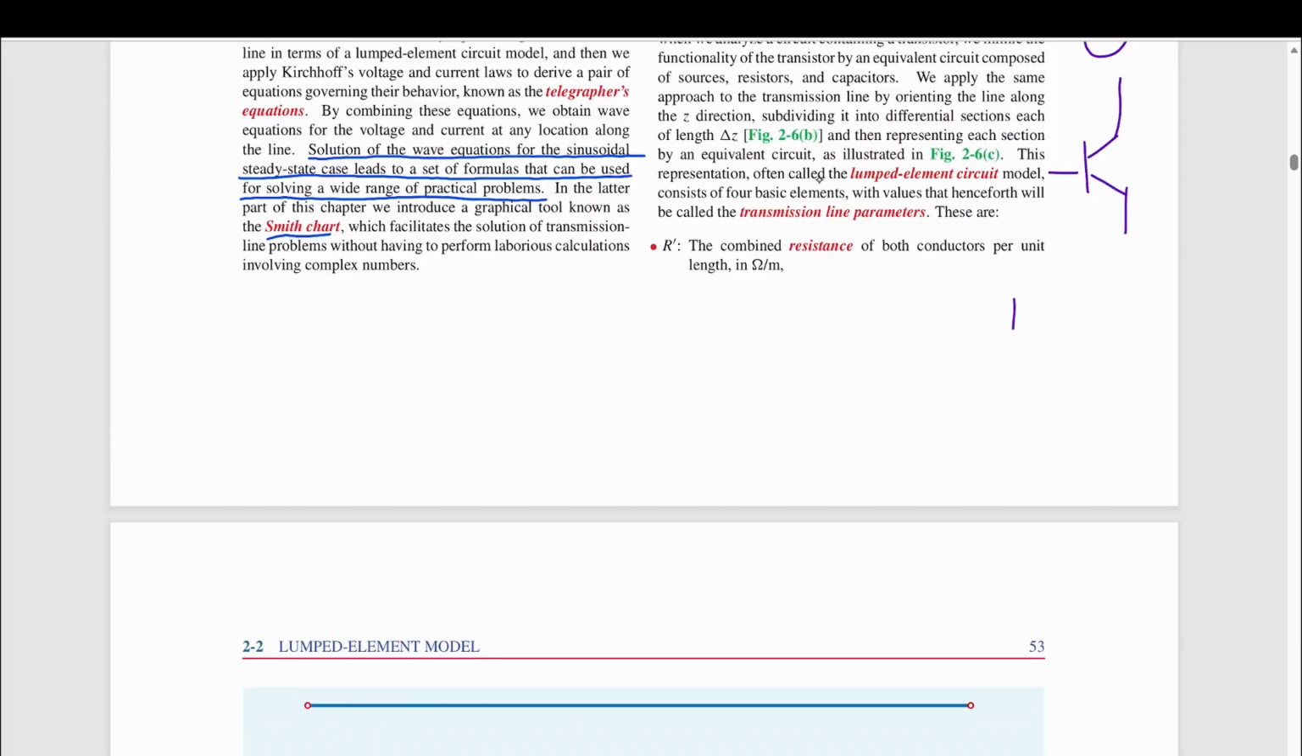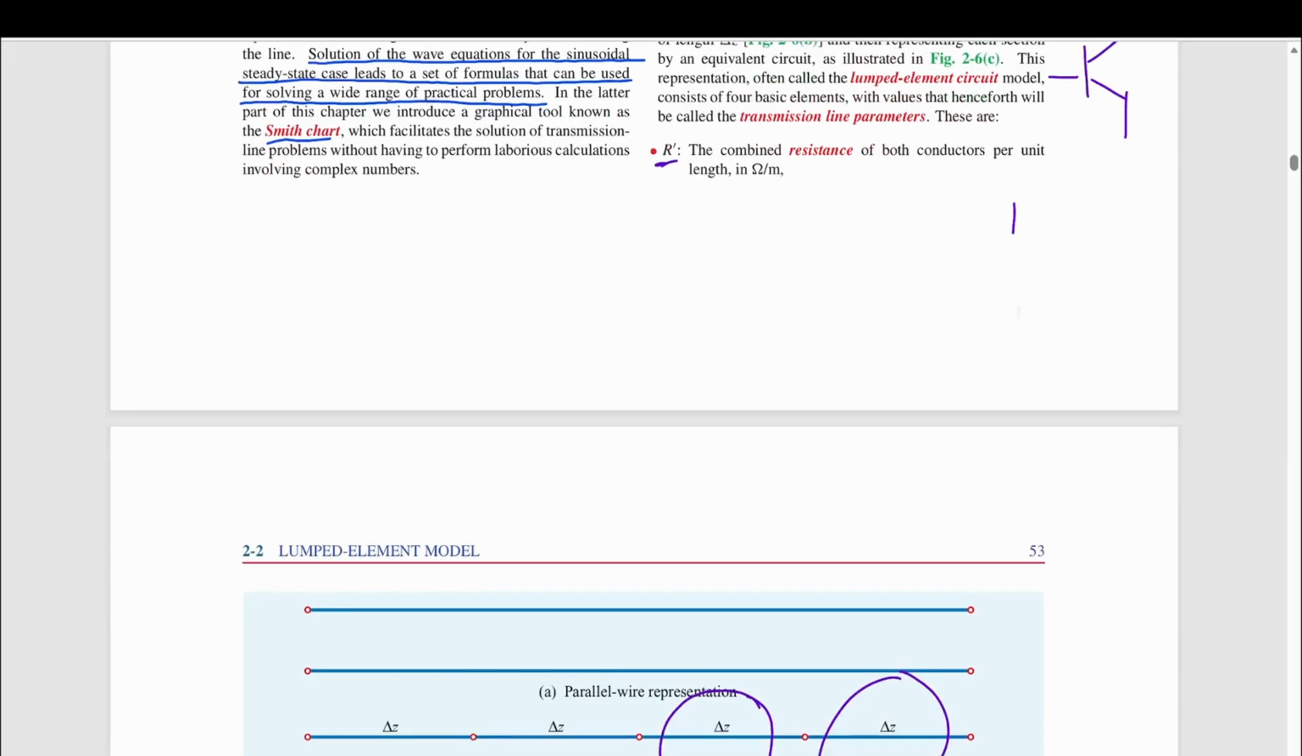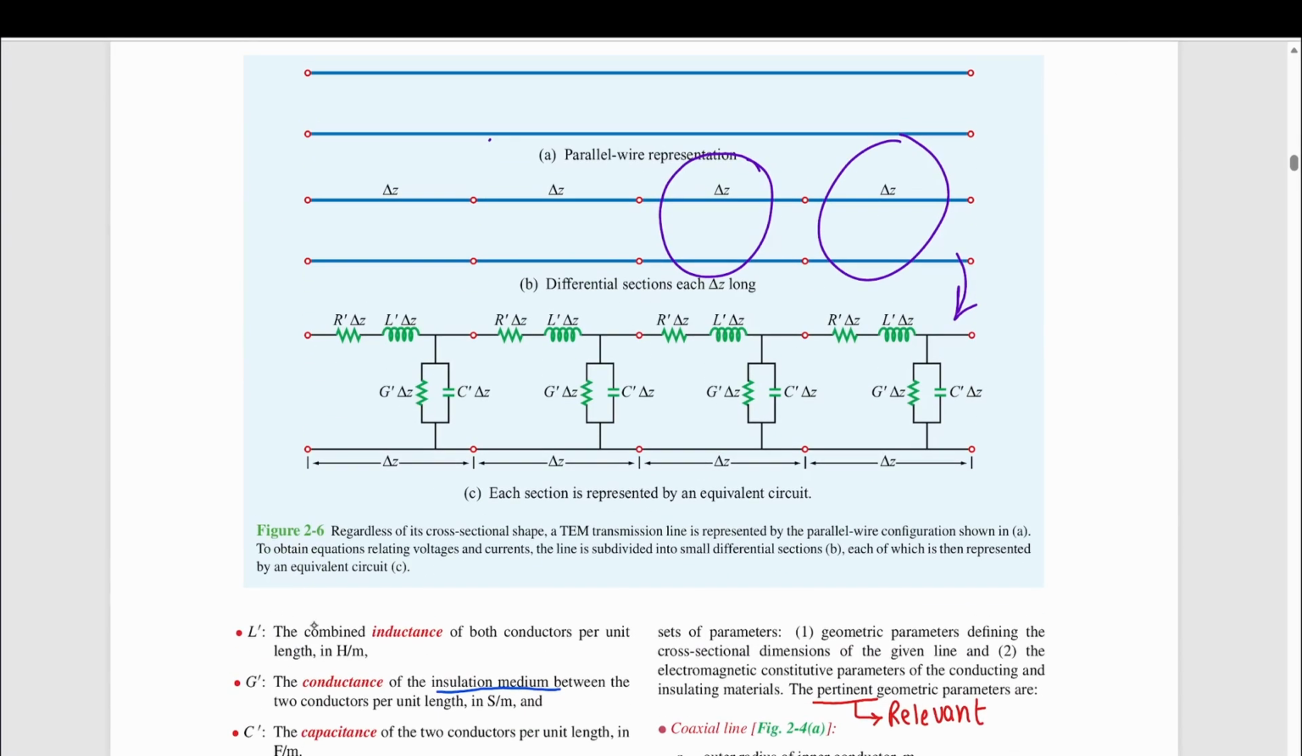This representation, often called the lumped element circuit model, consists of 4 basic elements with values that henceforth will be called transmission line parameters. So we'll present it using 4 elements. That will be enough to be able to represent it and see its effect. The 4 elements are R dash, which is the combined resistance of both conductors per unit length. So R' takes into consideration the resistance of both conductors. L dash is the combined inductance of both conductors per unit length.